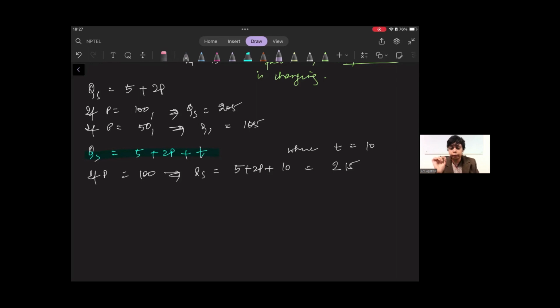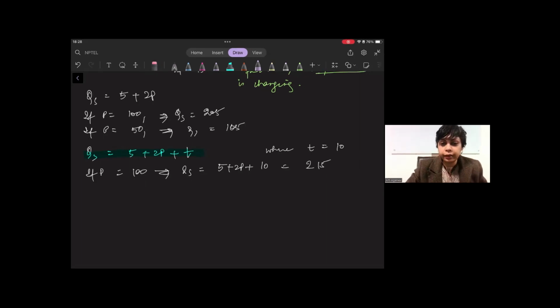Is the equation, the basic function, changing? If the function is changing, then the curve is always going to shift. That's how you understand it. And this is important. Somebody was asking me about tax. Even in taxes, you don't have to memorize these things. If you understand this basic idea, you will not have a problem with understanding taxes.